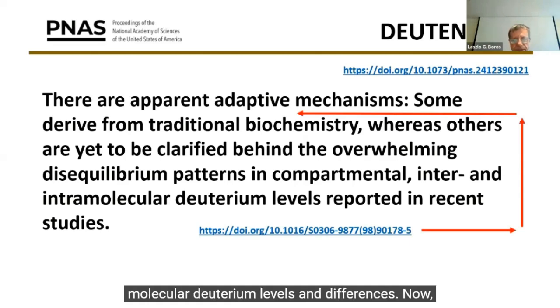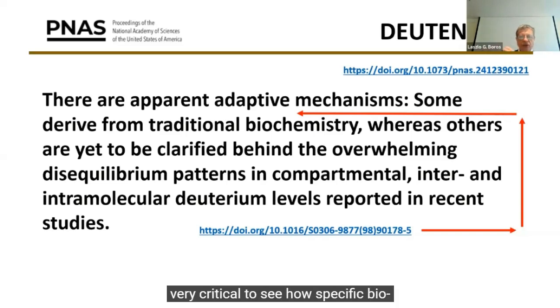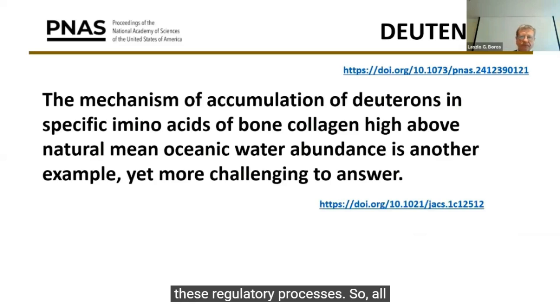levels and differences. Now, the compartmental is very important because the mitochondrial matrix is a cell compartment where water is formed, and the inter- and intramolecular deuterium levels are very critical to see how specific biochemical reactions are connected to these regulatory processes. So all these have to be studied under the same umbrella.